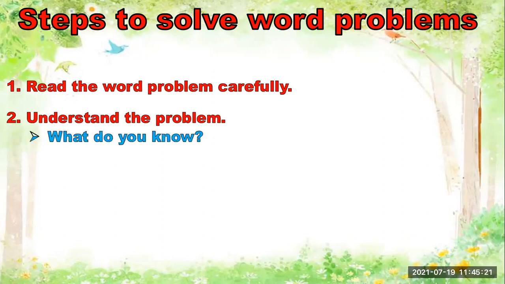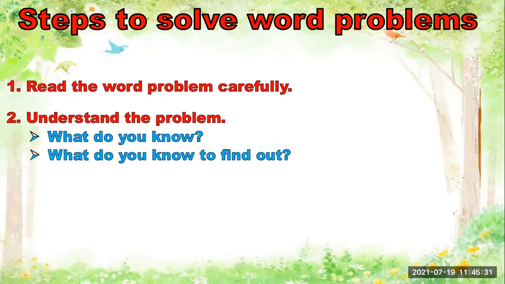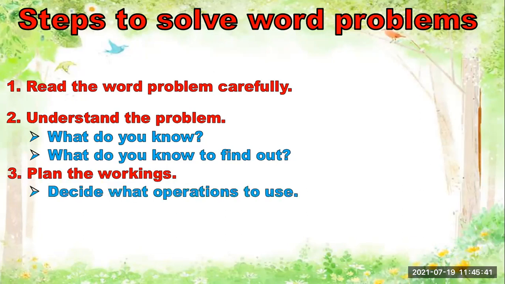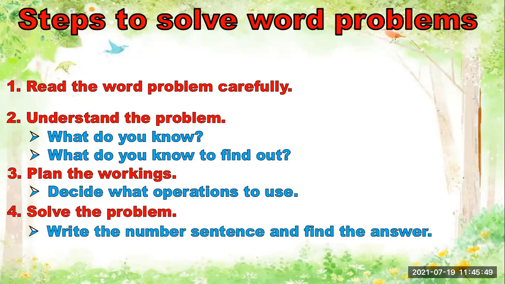Okay, now here we go. Step number 2, you have to understand the problem. What do you know about the problem? Okay, that's how to ask the question. What do I know about the problem? What is the problem all about? And what do you need to find out in the problem? Plan the workings, of course, and decide what operations to use. Is it plus? Is it minus? Is it times? Is it divide? And step number 4, we will solve the problem and we will write the number sentence and find the answer. And step number 5, we will check the answers.